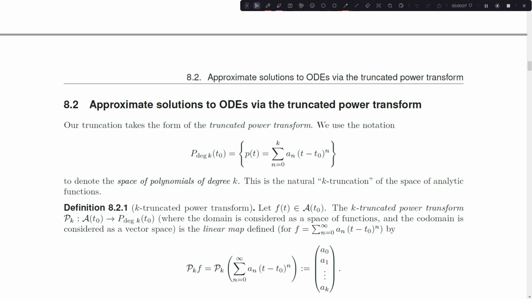Okay, welcome back. So in many ways, the last section was far too abstract for it to actually be useful in any sort of application. The real reason why we define these transforms is to gain, in the discrete setting, approximate solutions.